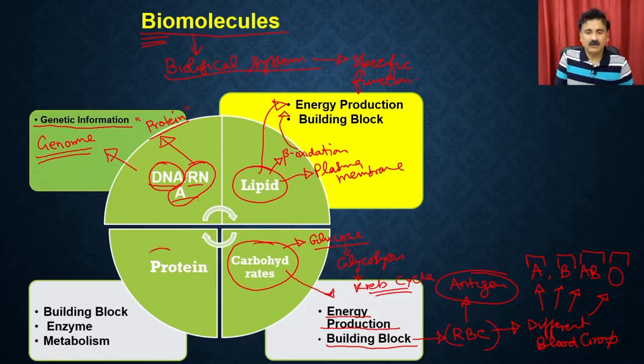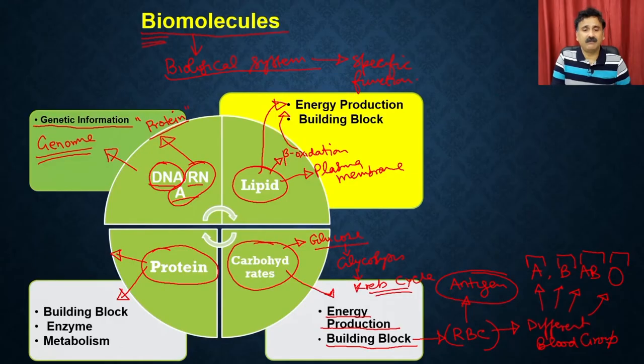Then we come back to the proteins. Proteins are made up of constituent amino acids, and they have a huge role as building blocks. Proteins are present in the plasma membrane. Proteins are also structural proteins. For example, humans are able to walk or stand because they have a protein called collagen, right?